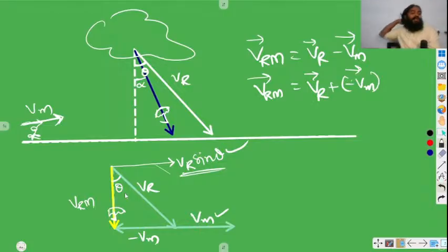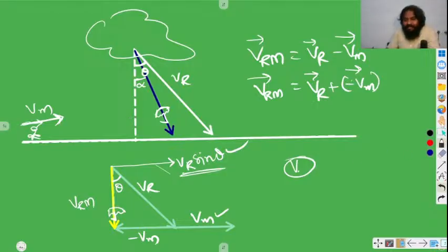Clear? This is one condition. This is the second condition. Now from this, if you want to find out anything, you can use a right angle triangle, means Pythagoras theorem, you can find out whatever you want. For example, VR is equal to root of VRM square plus VM square. Now this is the condition, you must remember that. Whenever a person is running with the horizontal component of the rain's velocity, then he feels that the rain is falling vertically down, right?